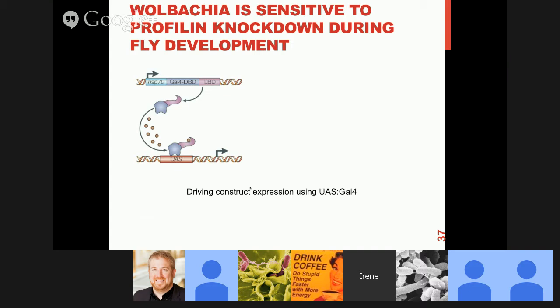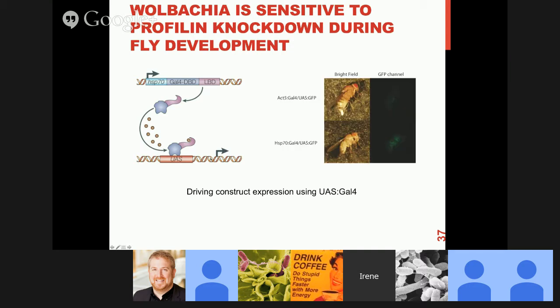Okay, so if Wolbachia is so sensitive to profilin knockdown, can we directly show that knocking down profilin directly impacts Wolbachia's titer? To do that, we took advantage of the fly expression constructs and the fly short hairpin silencing triggers, and I'll explain that to you now. We drive expression of constructs in the fly using the UAS Gal4 system, where essentially you have some promoter that drives expression of this transcription factor that then binds to the UAS promoter and then promotes the expression of other downstream genes.